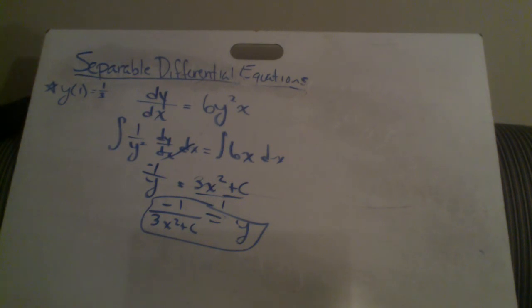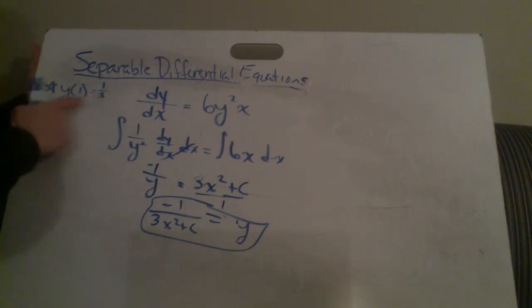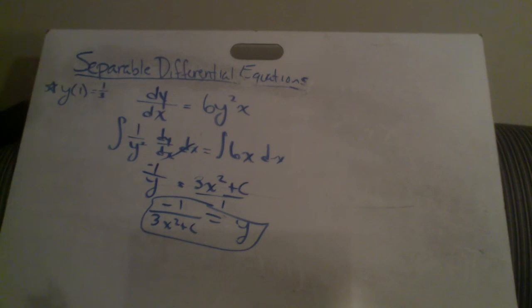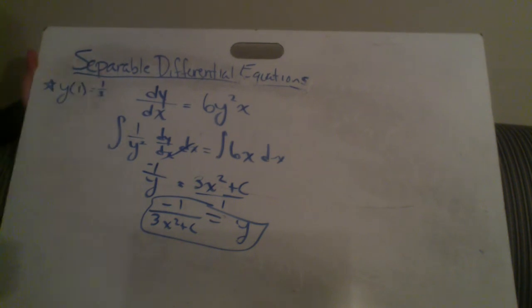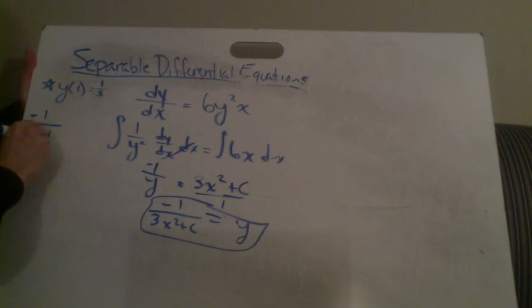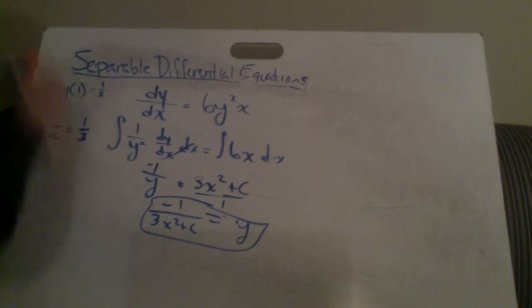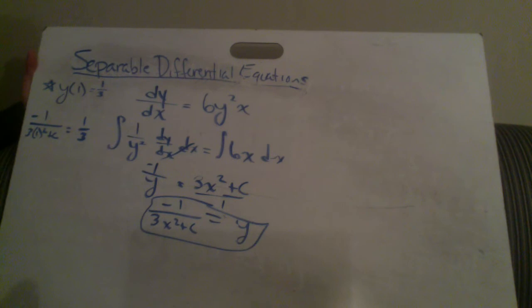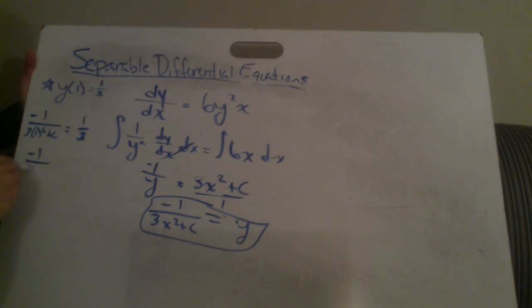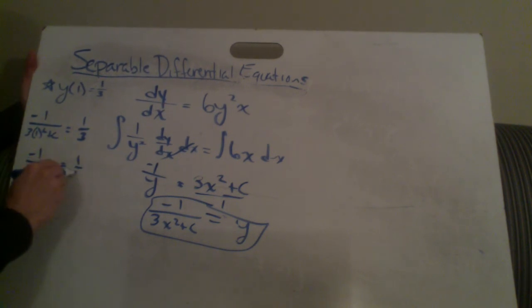Okay, sure. So I can figure this out, no problem. Well, y of 1 is 1/3. That means when x is 1, y should be 1/3. So to myself, I'll just say, okay, great. Negative 1 over 3 times 1 squared plus c had better equal 1 over 3. Well, this is negative 1 over 3 plus c equals 1/3.